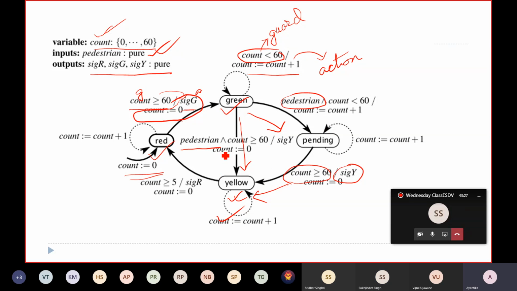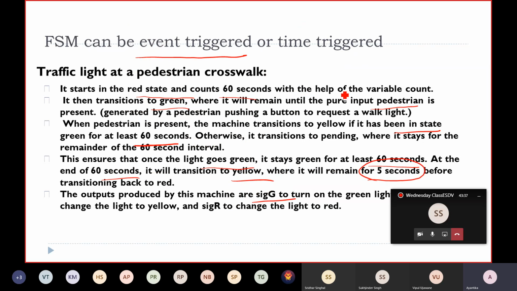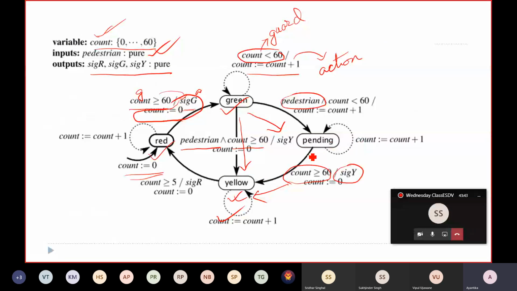Pedestrian and count greater than or equal to 60. At that part, it is directly making a transition to yellow. So this is whatever you have specified in this part of your specification. That part you just check whether it is satisfied with this pending state or not. So just match with it.